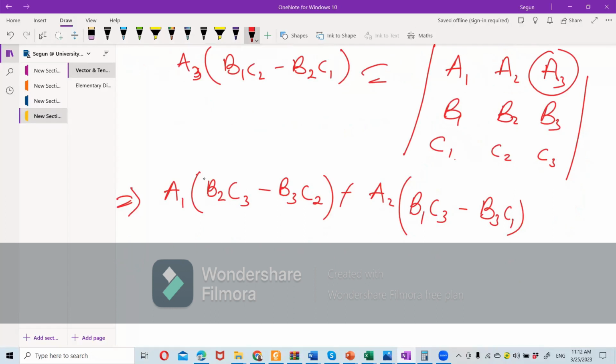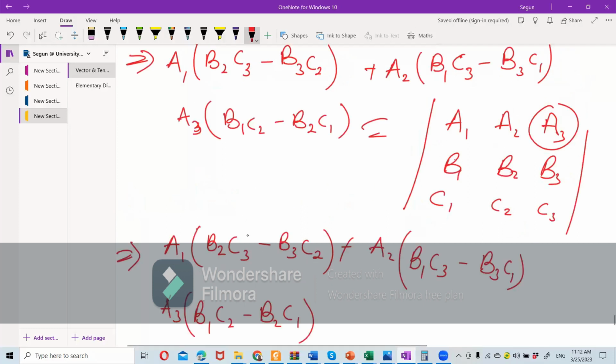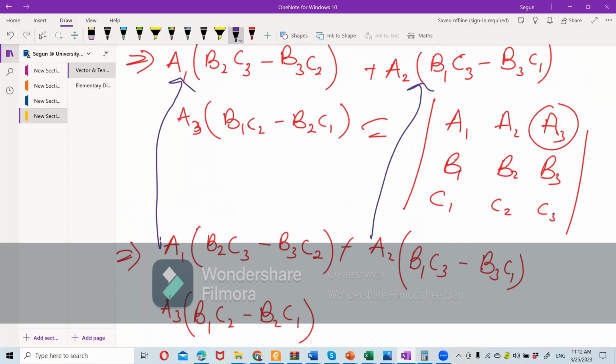Then, if I put this one there, A3, this one cancels this one. But this one will be B1, C2 minus B2, C1. So, what do we have? Do we have the same thing? You discover that this equals this, then this equals this, then this equals this. So that is why they said yes, this equals everything.